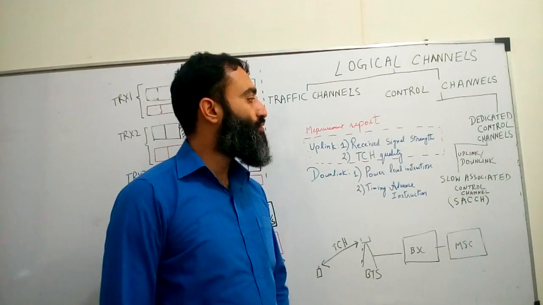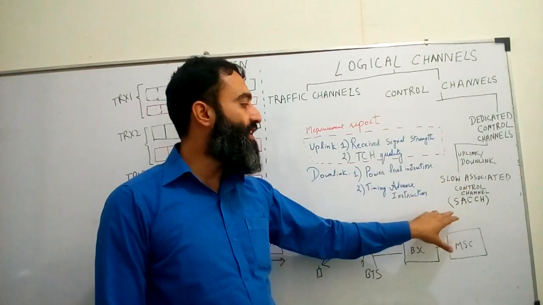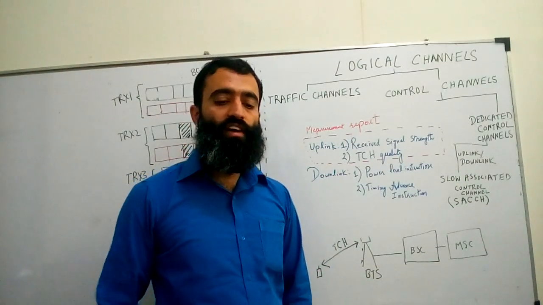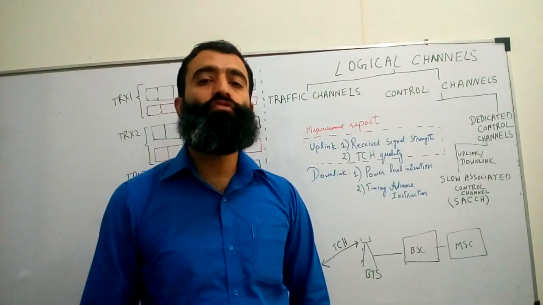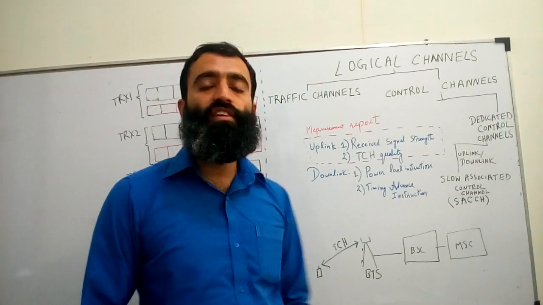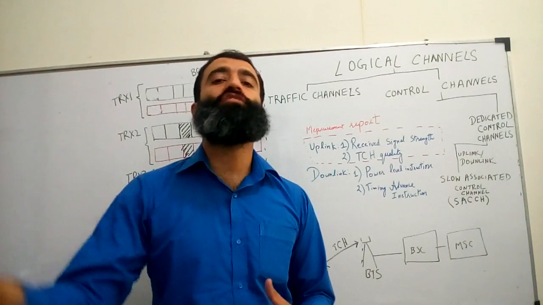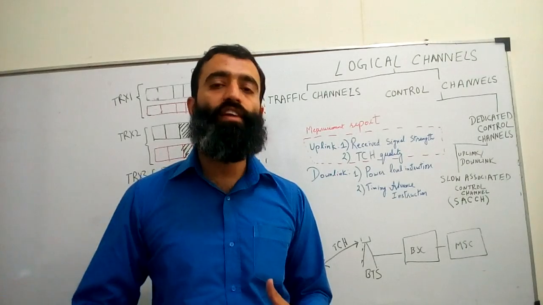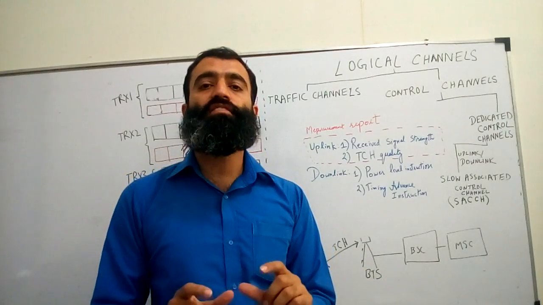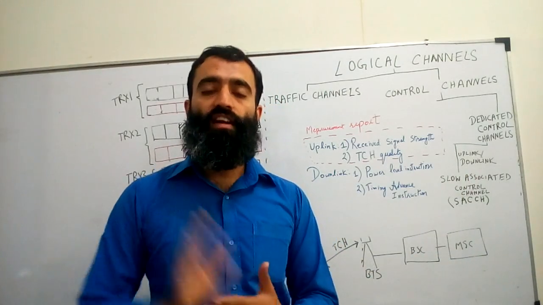So now we come to the third dedicated control channel, which is the slow associated control channel or SACCH. Again, it is a duplex channel. But one important thing to keep in mind is that the slow associated control channel is only assigned when a mobile station has been assigned a TCH channel for an active call, or it has been assigned a standalone dedicated control channel.